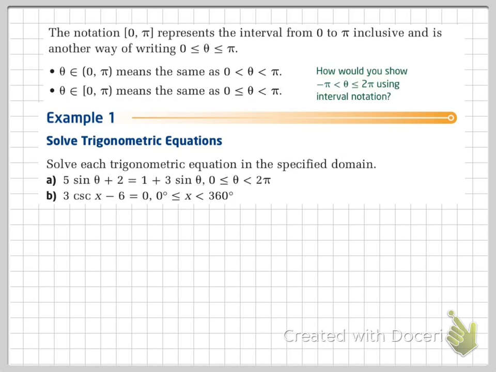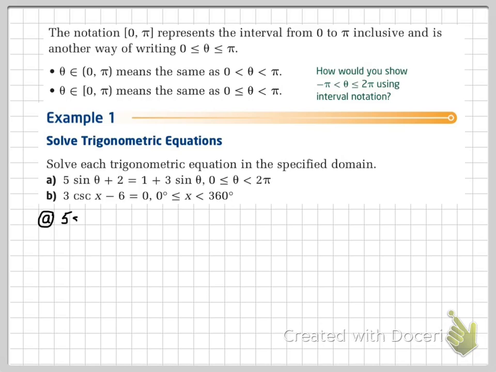In example 1, we're going to solve trig equations. Solve each trig equation in the specified domain. A, 5 sine theta plus 2 equals 1 plus 3 sine theta over the interval from 0 to 2 pi. Notice that theta has to be greater than or equal to 0, but less than 2 pi. We want to know all the solutions, and because theta is represented between 0 and 2 pi, we want our answer to be in radians.